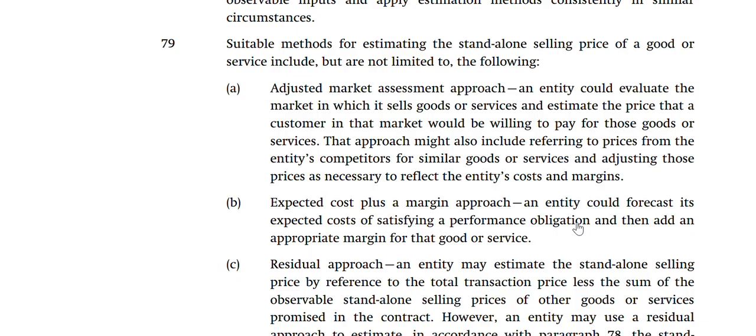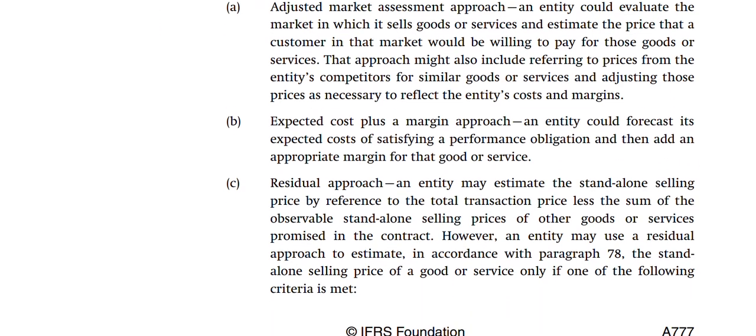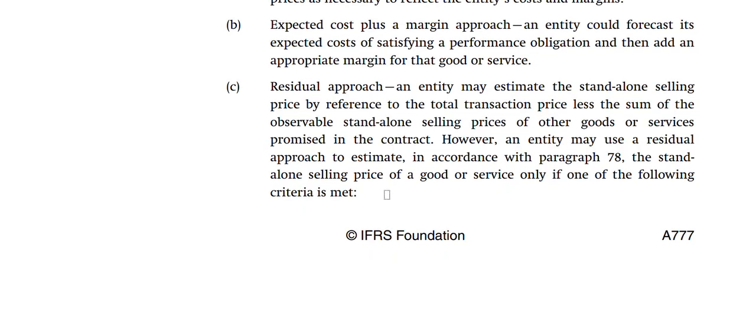B. Explicit cost plus margin approach. An entity could forecast its expected cost of satisfying a performance obligation and then add an appropriate margin for that good or service. Then they can also use what we call a residual approach. When you're looking at the residual approach, an entity may estimate the stand-alone selling price by reference to the total transaction price less the sum of the observable stand-alone selling prices of other goods or services promised in the contract. However, an entity may use the residual approach to estimate, in accordance with paragraph 78, the stand-alone selling price of a good or service only if one of the following criteria is met.